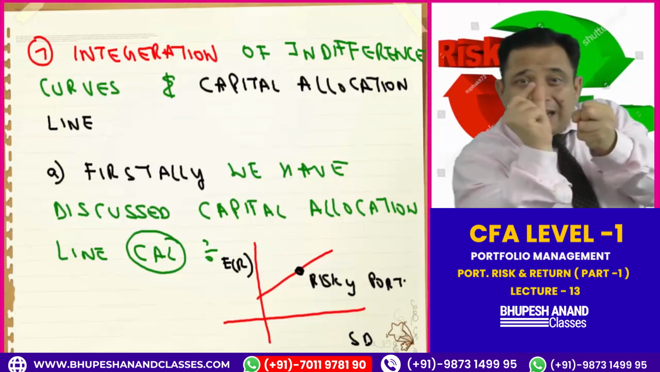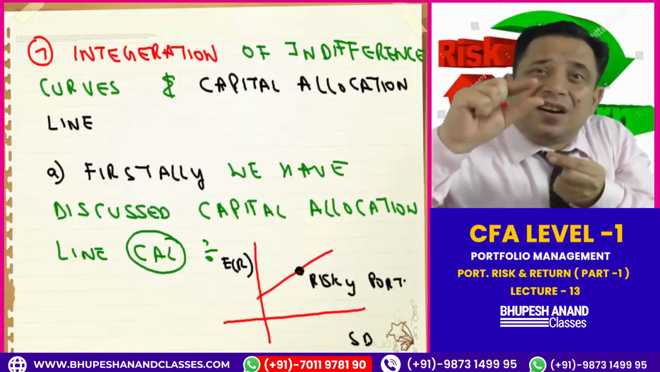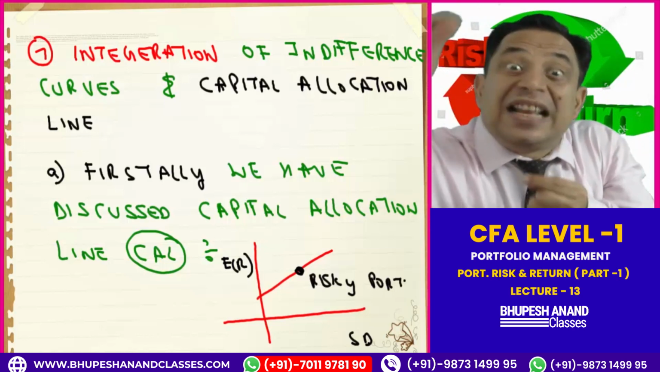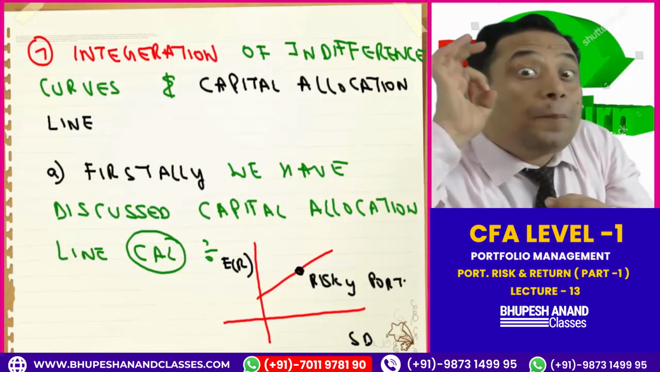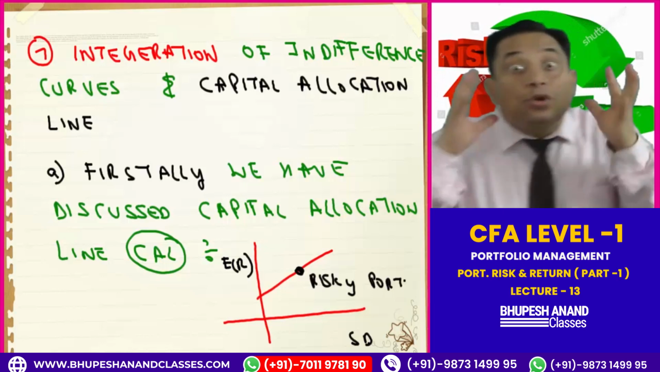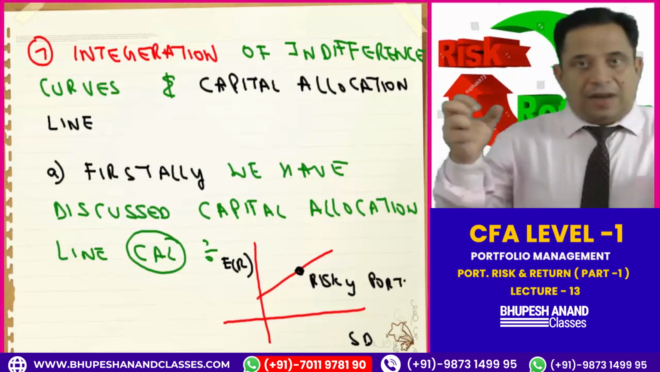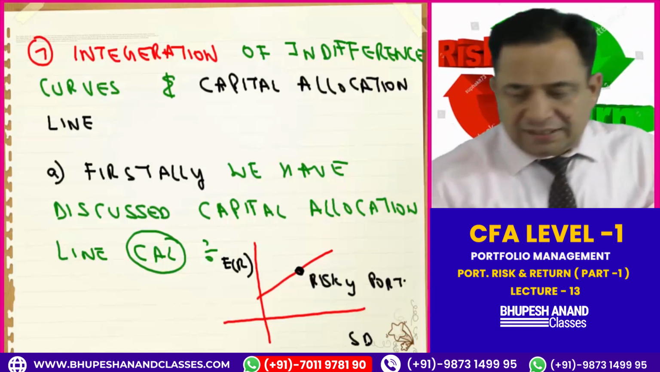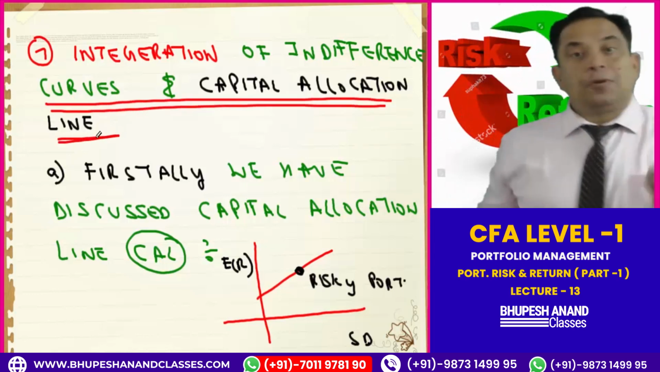And the point where that indifference curve will be at tangent. The highest indifference curve, I repeat, the highest indifference curve which will be at the tangent point of that capital allocation line is named as the optimum portfolio. Please write down. This is the most important concept which I am going to tell you. Seventh point: integration. I want to integrate the indifference curve and the capital allocation line. Now I want to mix them and then I will prepare a concept which will be named as the optimum portfolio.